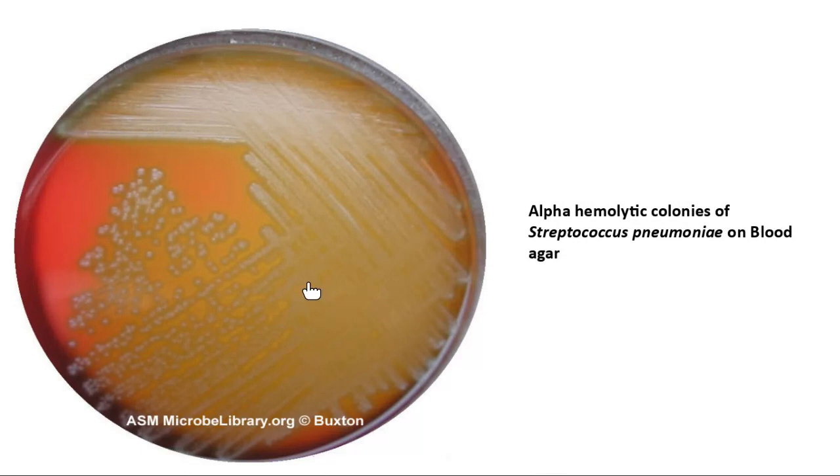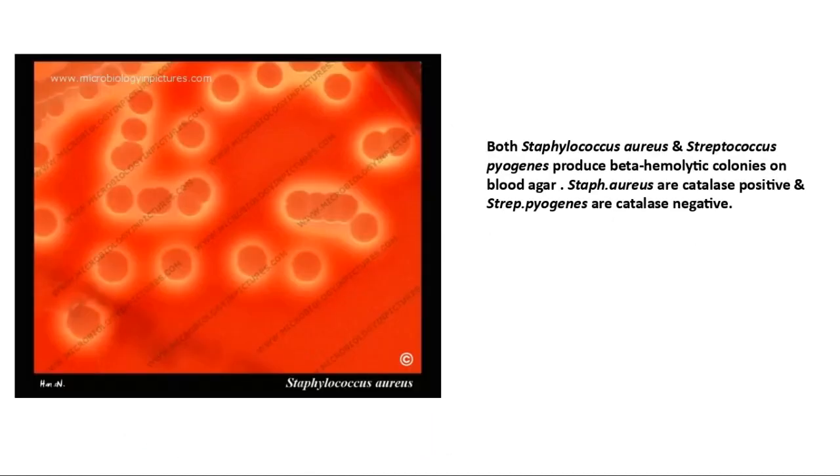On MacConkey agar is basically okay. Before this, alpha hemolytic colonies of the Streptococcus pneumoniae. So Streptococcus pneumoniae belongs to the group B Streptococci, and they give the look here, the greenish colonies, not like the clear colonies like this.